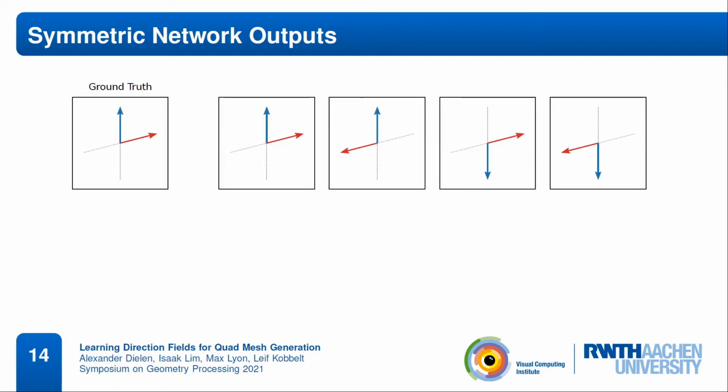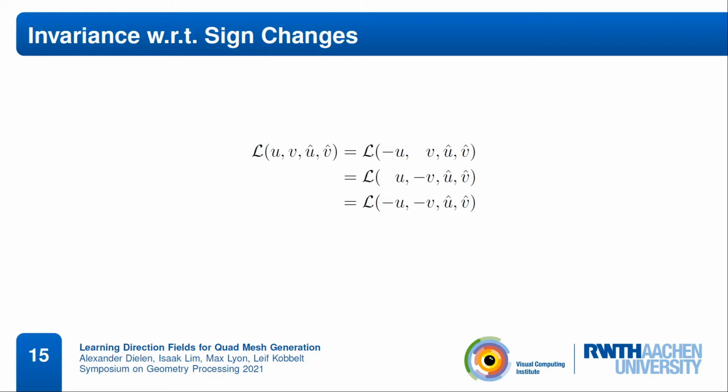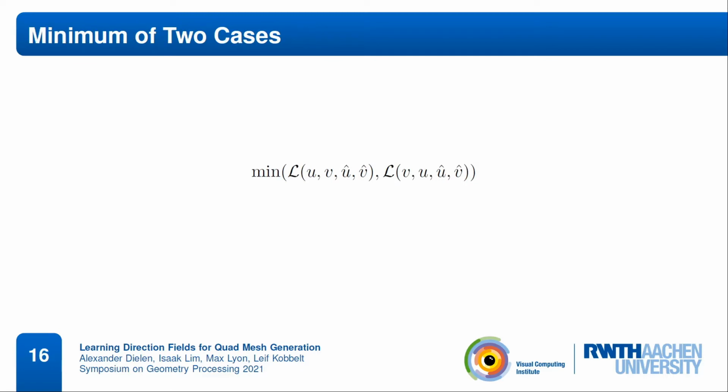This is due to the fact that changing the sign of any output vector has no effect on the represented frame. In addition, we also have to consider the case where the order of these 2 vectors, which we illustrate using the colors red and blue, is swapped. This is due to the fact that the network cannot know the expected order of its outputs in advance. We can address this issue by making our loss invariant with respect to the sign changes. The second issue can be addressed by training the network using the minimum of 2 evaluations of our loss functions, where we swap the order of the predicted vectors u and v.